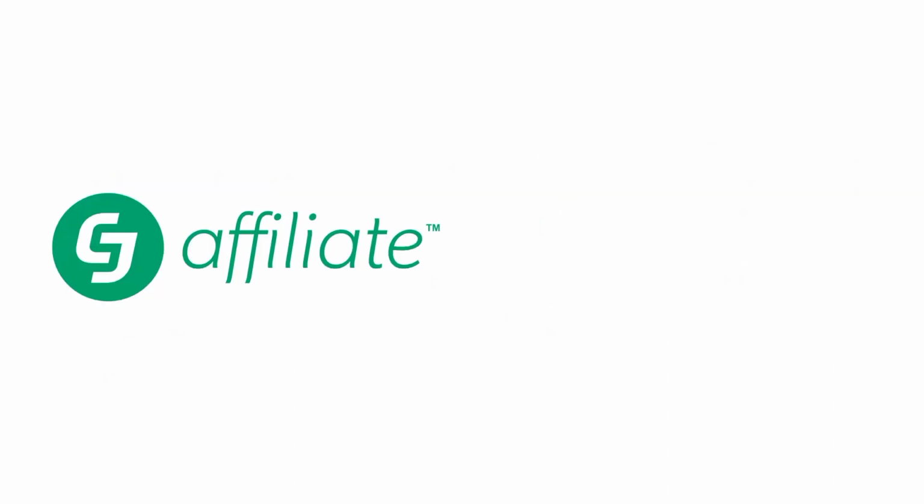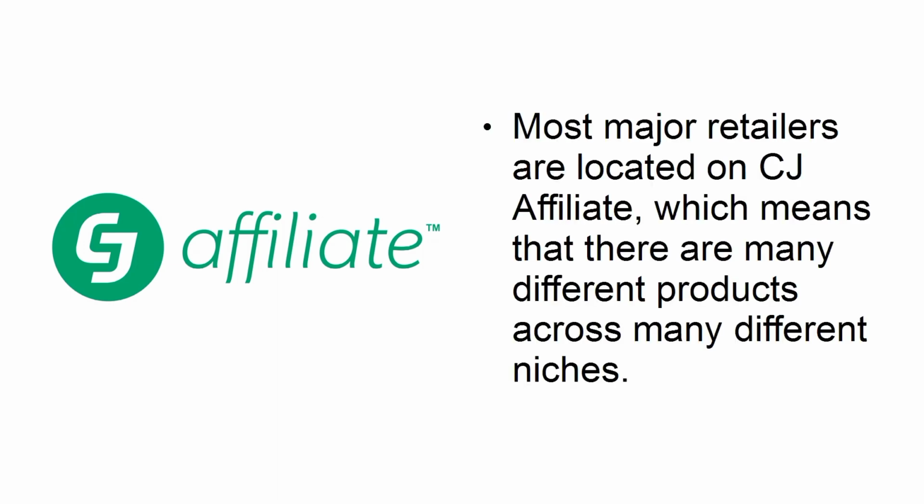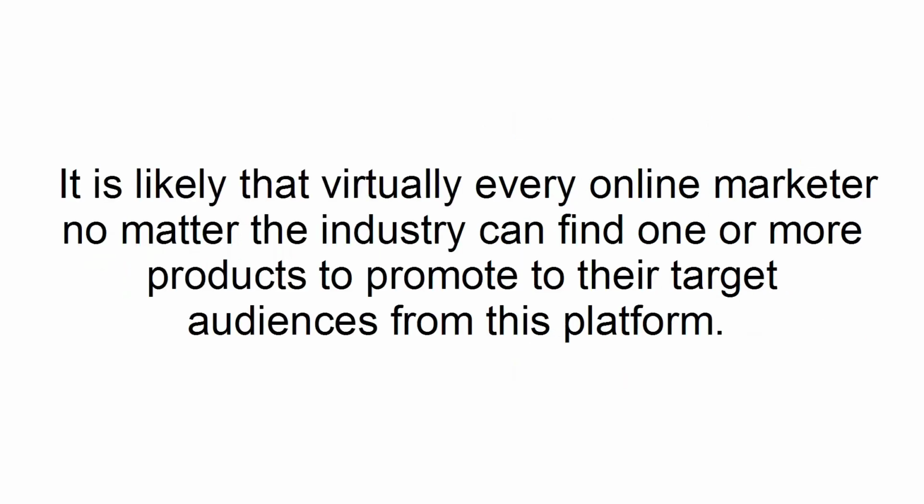Another top affiliate marketing platform is CJ Affiliate, formerly known as Commission Junction. Most major retailers are located on CJ Affiliate, which means that there are many different products across many different niches. It's likely that virtually every online marketer, no matter the industry, can find one or more products to promote to their target audiences from this platform.